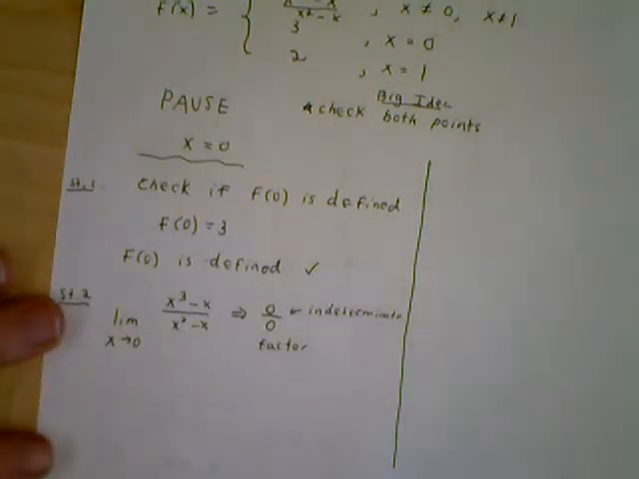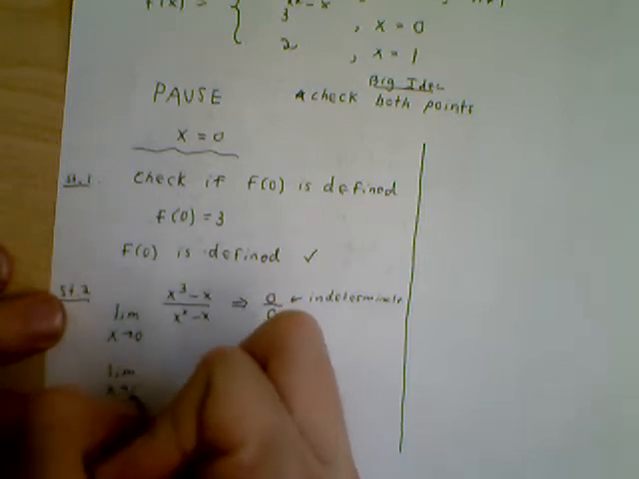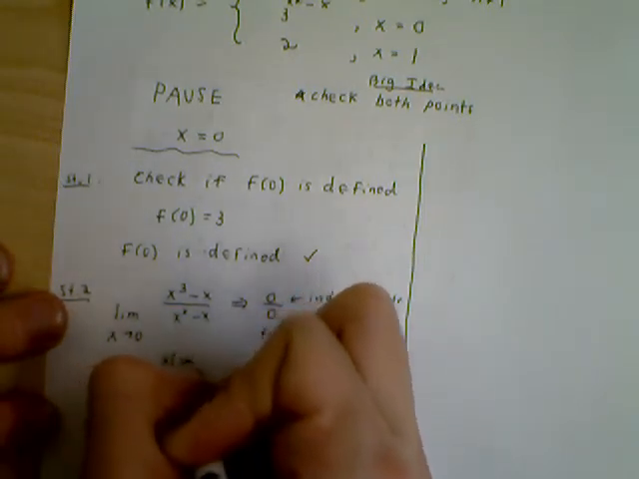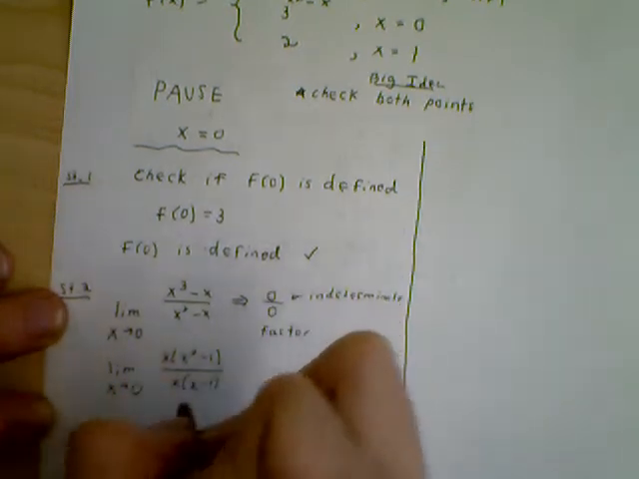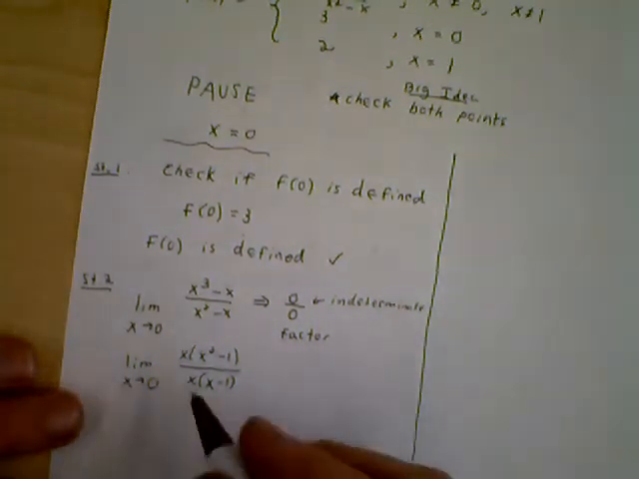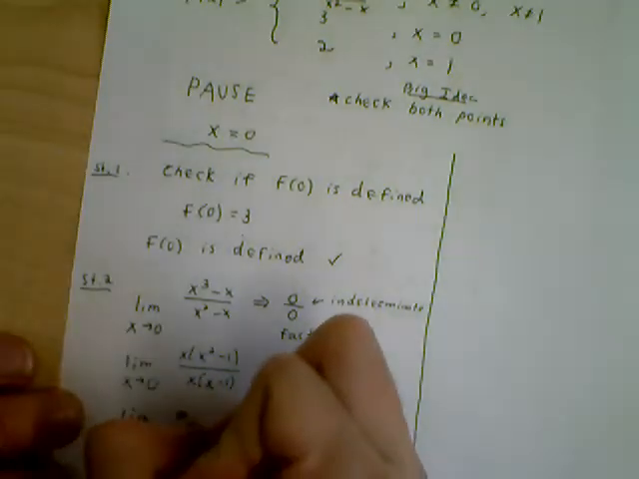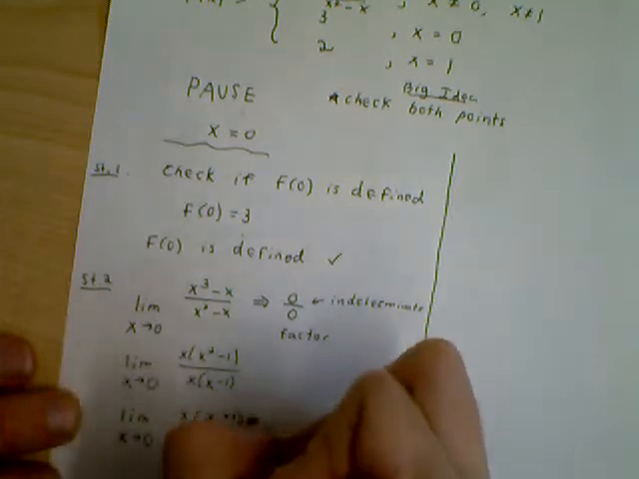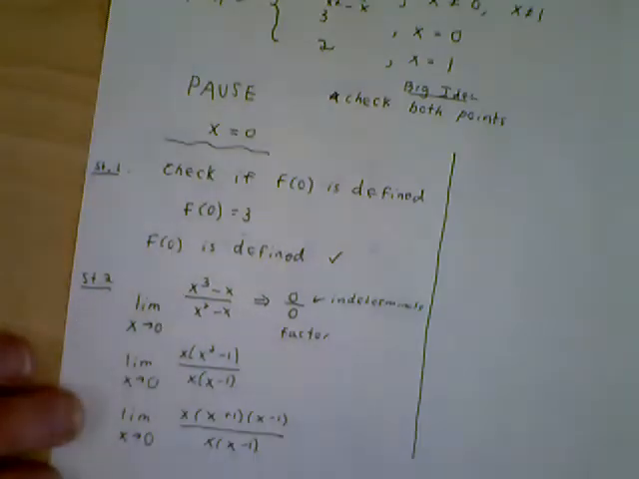All right, so what I'm going to do is let's factor. In the numerator, I'm going to take out an x and be left with x squared minus 1. Take out an x in the denominator, x minus 1. All right, well, I can still factor the numerator again. Just keep carrying your limit down. X times the quantity x plus 1, x minus 1, all over x times the quantity x minus 1.